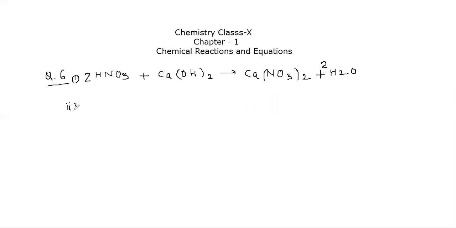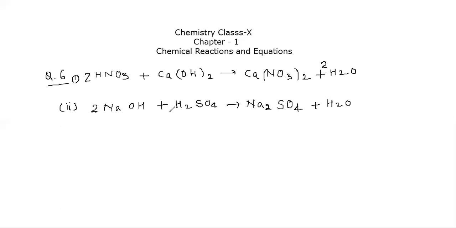Now the second part of question 6: NaOH plus H2SO4 gives Na2SO4 plus H2O. Here SO4 is balanced, but here the number Na2SO4, it means sodium should be 2 atoms here. So if we put 2, now Na is balanced.